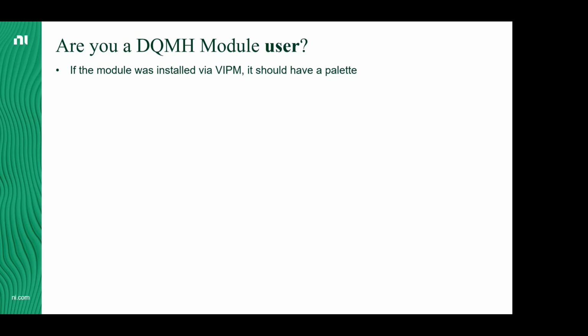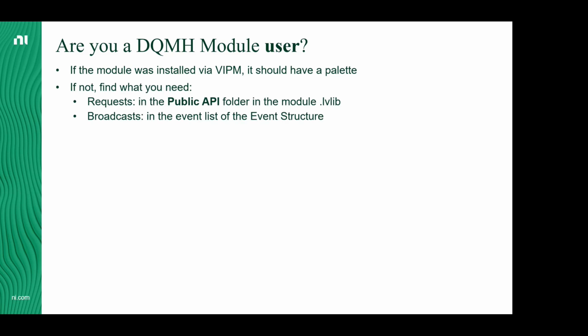And hopefully, if you got a module from DIPM, it's going to have that palette built in. But if not, there's a couple of places you need to look to find out how to use the DQMH module. If you need to use the requests, they're going to be in the public API folder of the module library. If you need to use broadcasts, you're just going to see the list of them in an event structure where you're registered for DQMH events from.